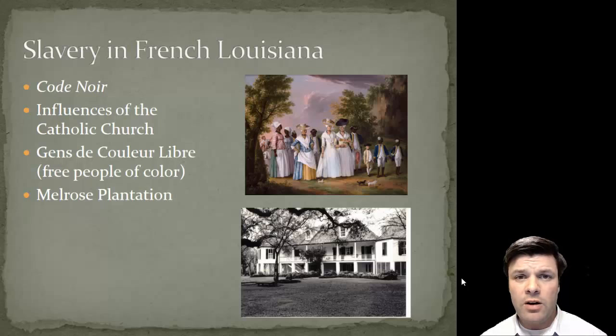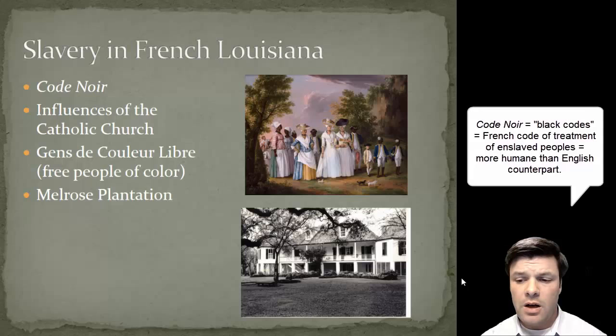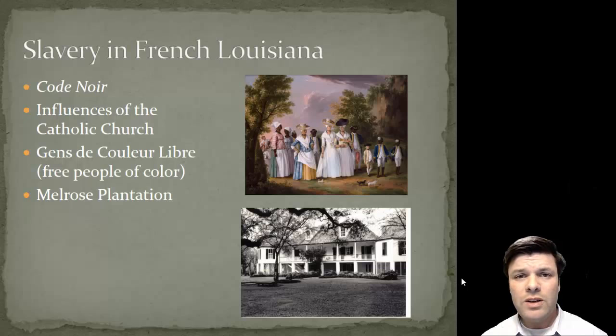The French were governed by a set of rules that come to be known as the Code Noir. If you speak French, you'll know that that translates into black codes. This was a series of codes and legal regulations that determined what you could and could not do. For example, you could not punish somebody by death for running away or being disobedient.